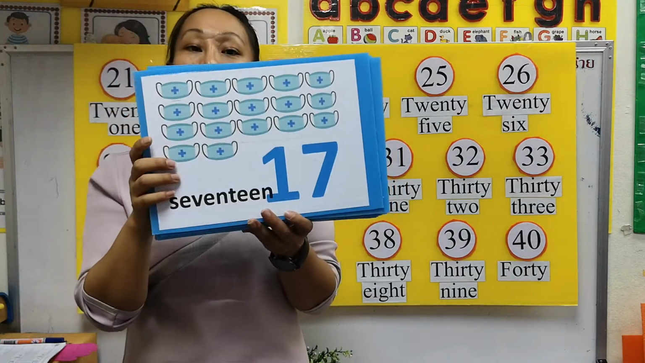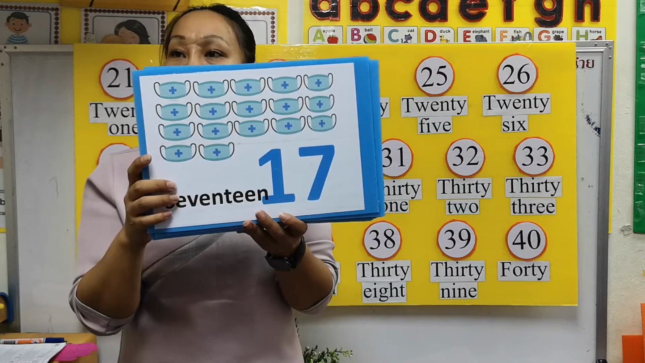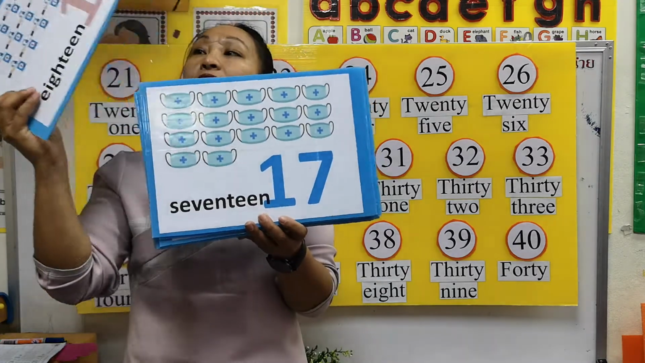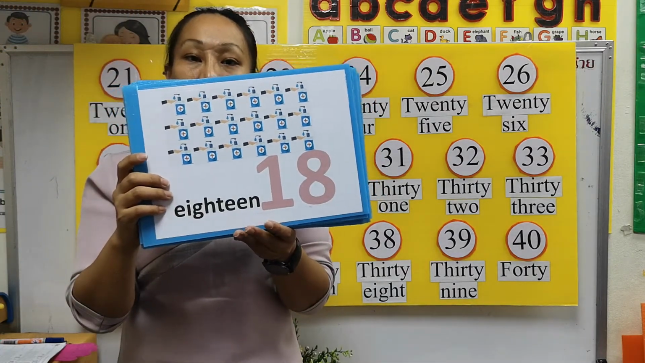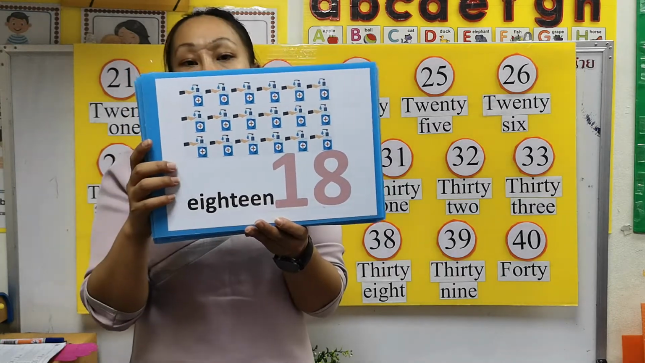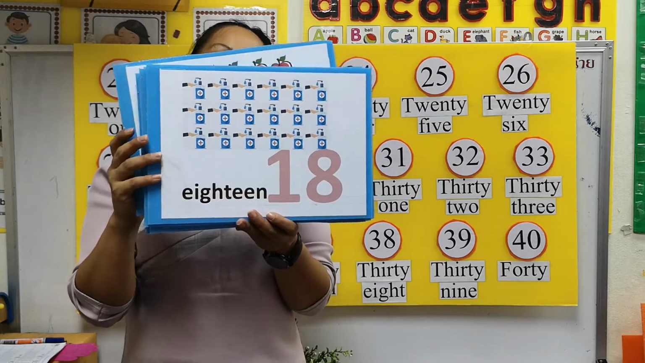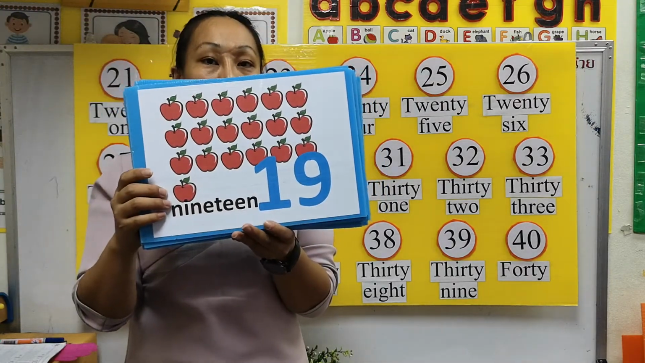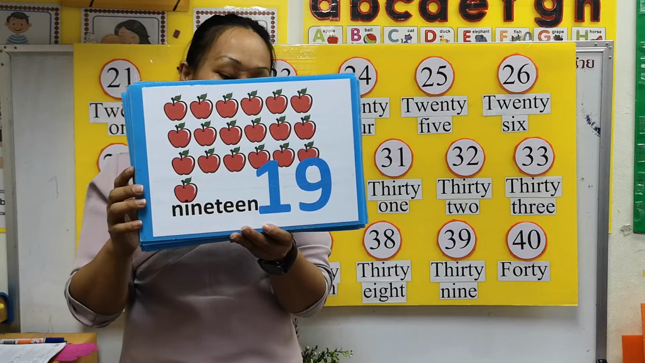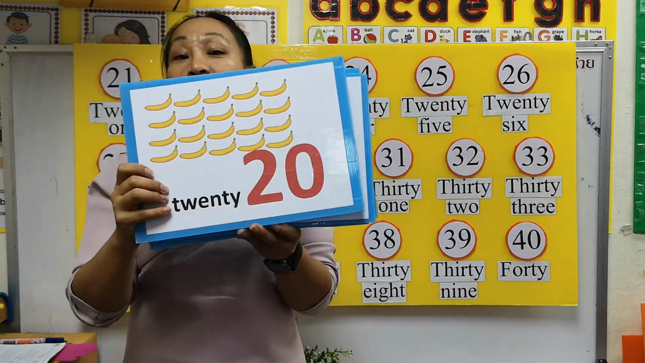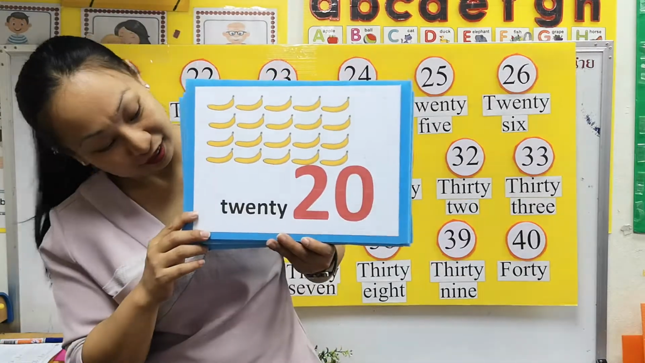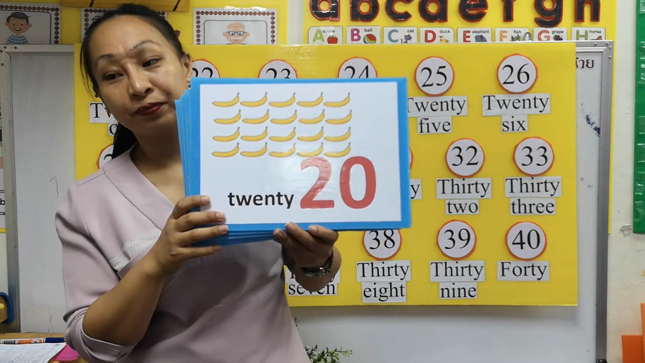Right, next we have 17. 17. Okay, next number, 18. 18. Another number we have 19. 19. And the last number we have 20. 20. Very good.